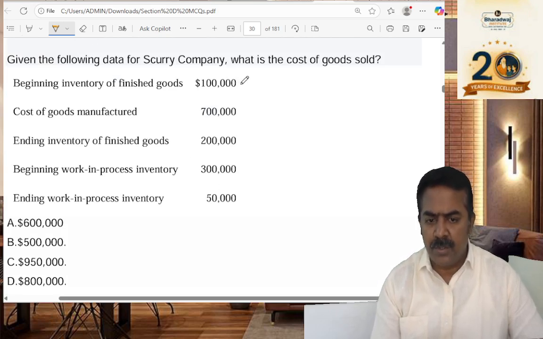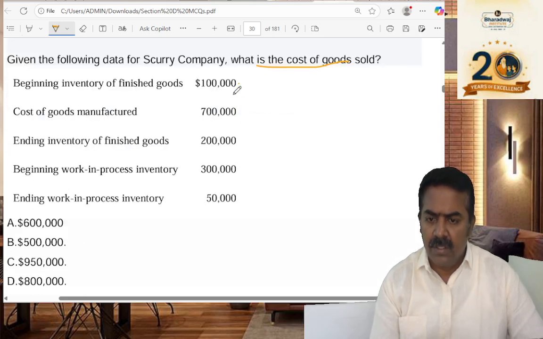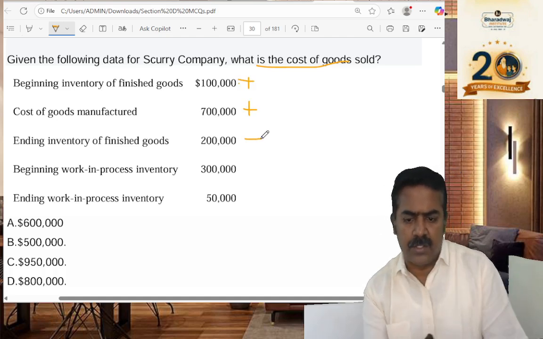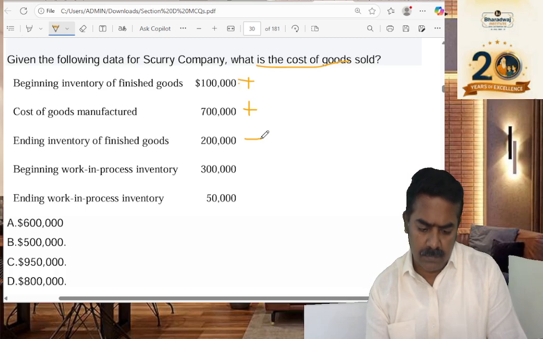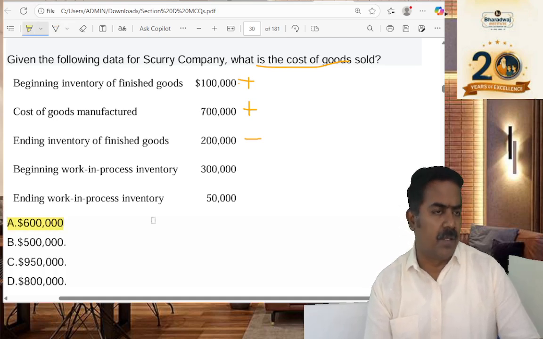Beginning finished goods is 1 lakh. Cost of goods manufactured is given. Ending inventory is given. They asked you to find out what? The cost of goods sold. Simple. Opening stock plus goods manufactured minus ending inventory will give us cost of goods sold.